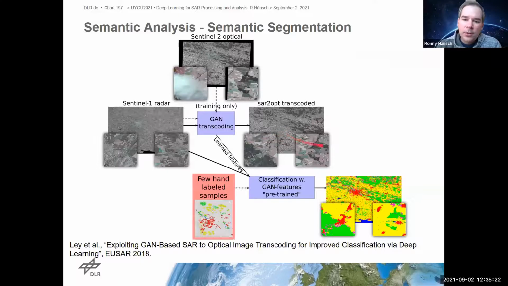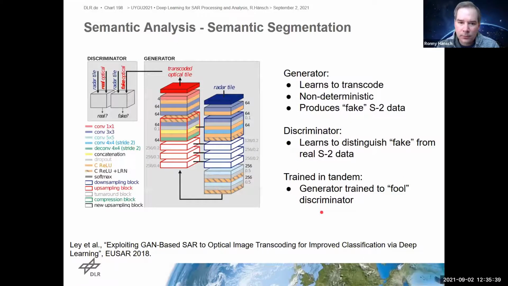Now, actually, we do not care about this transcoding result. It's just a byproduct. We basically throw it away in this approach. Instead, we are using the features that this network has learned as input to a classifier that is then producing our semantic map. So this is the architecture that we use.